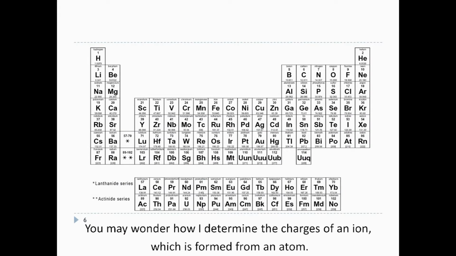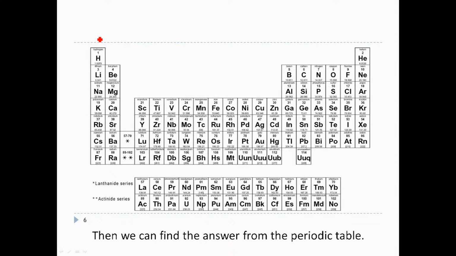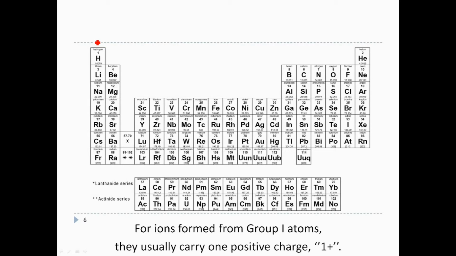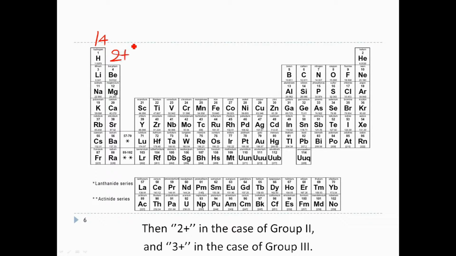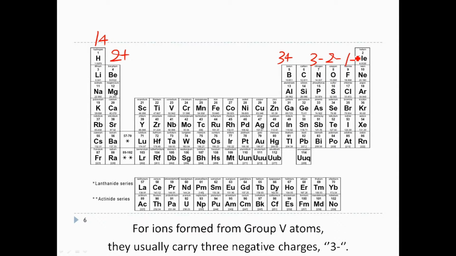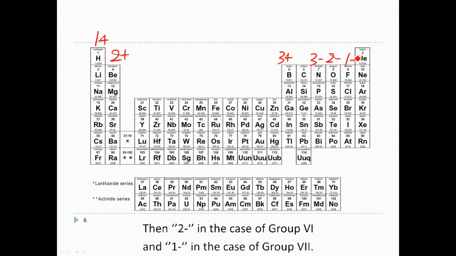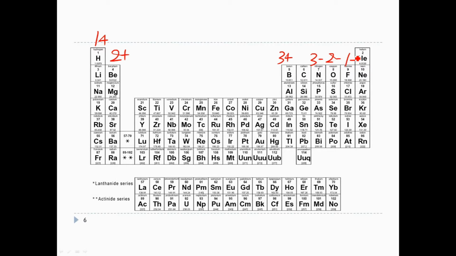You may wonder how I determine the charges of an ion, which is formed from an atom. Then we can find the answer from the periodic table. For ions formed from group 1 atoms, they usually carry one positive charge, 1+, then 2+ in the case of group 2, and 3+ in the case of group 3. For ions formed from group 5 atoms, they usually carry three negative charges, 3-, then 2- in the case of group 6, and 1- in the case of group 7.